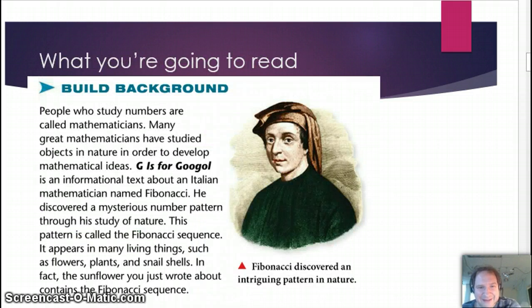We're going to read about a story called G is for Google. It's about an Italian mathematician named Fibonacci. He discovered a mysterious pattern that appears all throughout nature. It's a pattern of numbers. So all that math stuff you learned, this is where you start to use it.